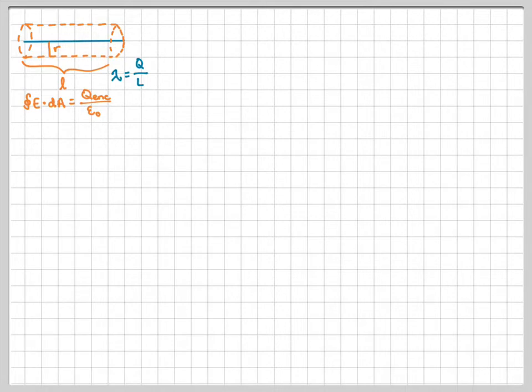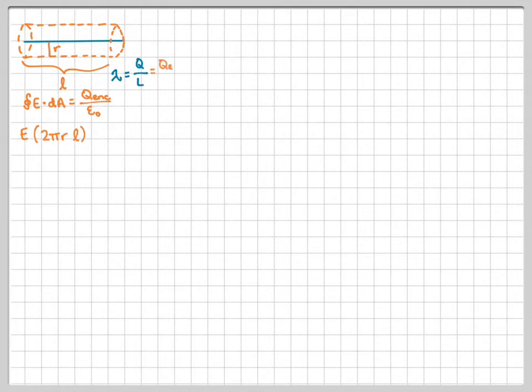We are ignoring the ends, like the right side and the left side of the cylinder. We're going to say a negligible amount of flux goes through those ends. And so we're just really focused on what's coming through the side here.